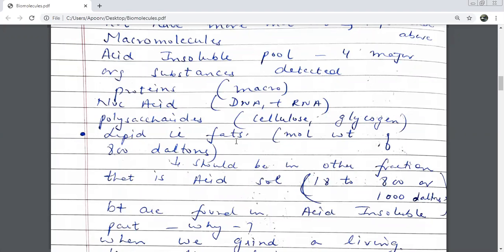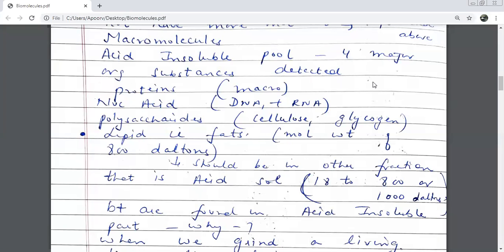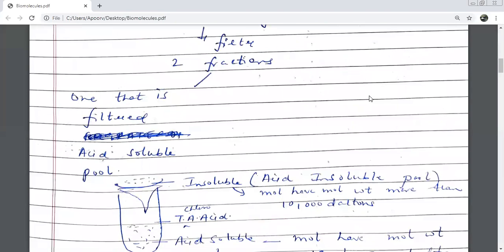So very quickly, beta, what dissolved in the acid is a different matter. What did not dissolve in the acid, what did we call it? Acid insoluble pool. Yes, very good. Let me go back very quickly. Let's look at this once again. See this.